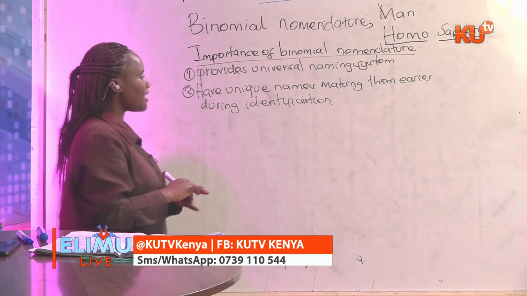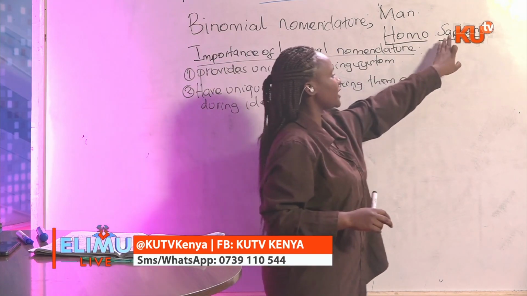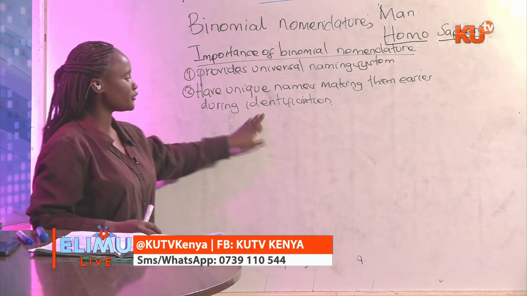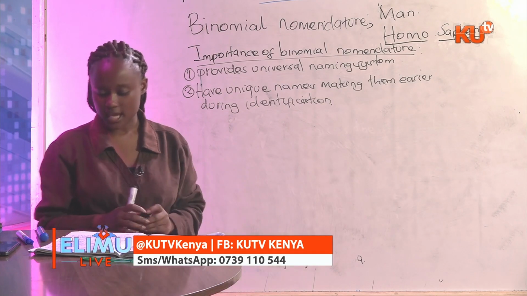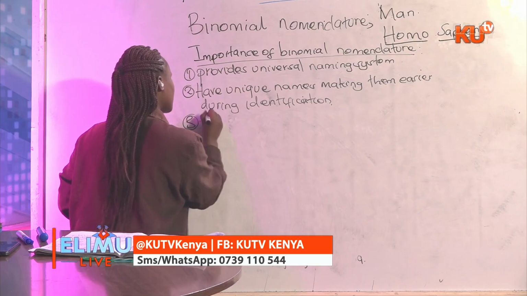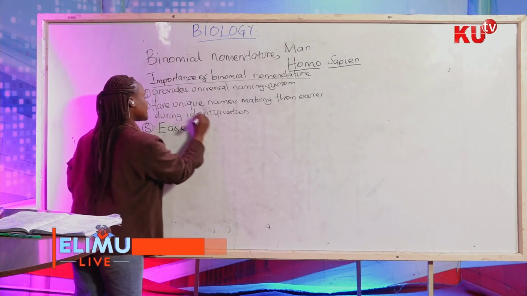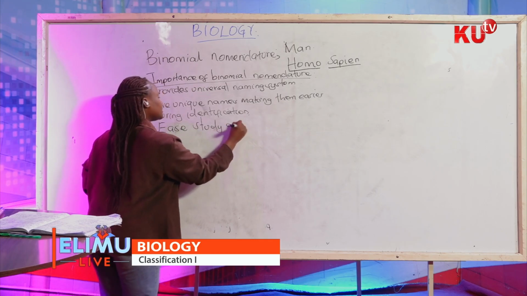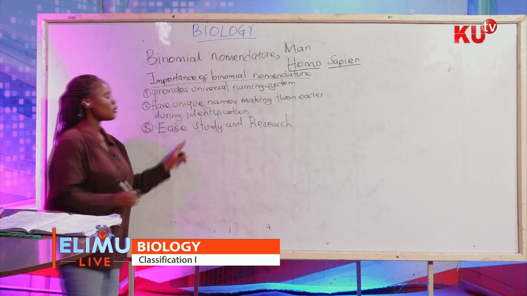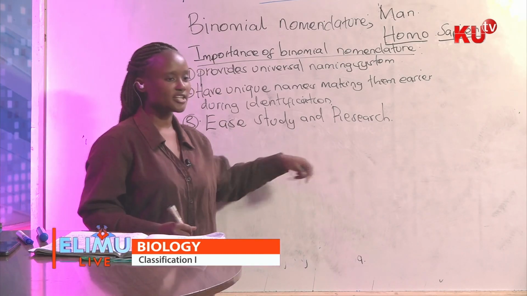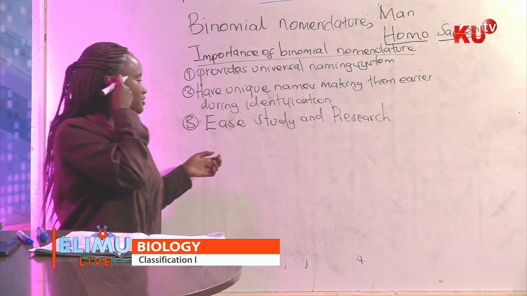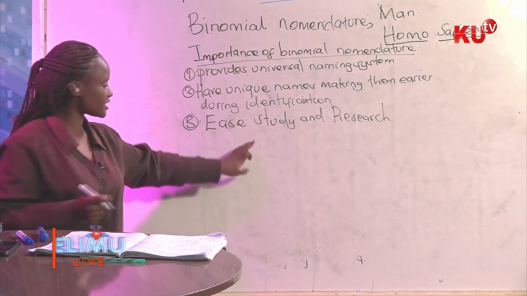So we have unique names. For example, we have Homo and sapien. Homo sapien, that is unique, which makes them easier during identification by the scientists. And we have it is study and research. Because of their unique name, it helps the researchers and the scientists to be able to study and research well.